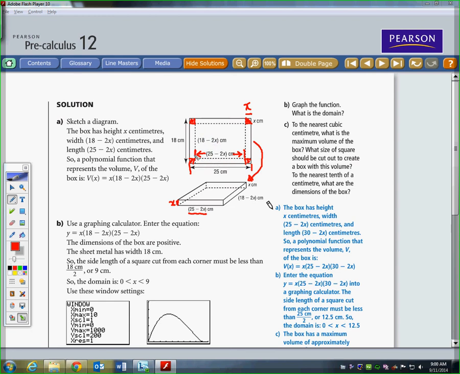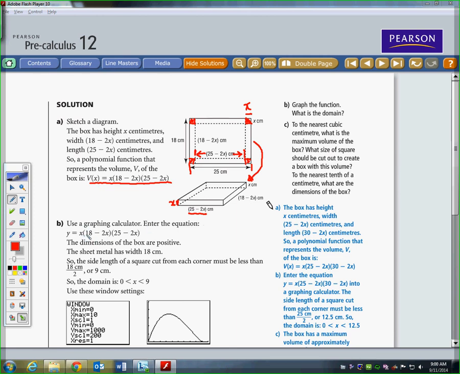Similarly, the width will be 18 minus 2x. So here you've got 18 minus 2x. So the volume of the box is x times 18 minus 2x times 25 minus 2x. Then the next part of the solution is they say, well, the question says, write a polynomial. And the next one is graph it.